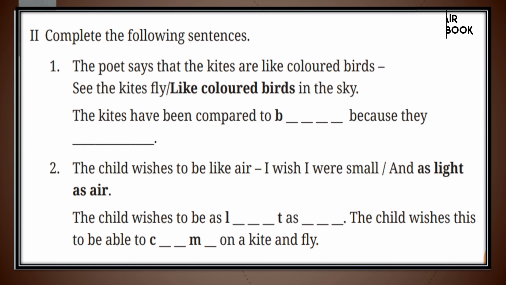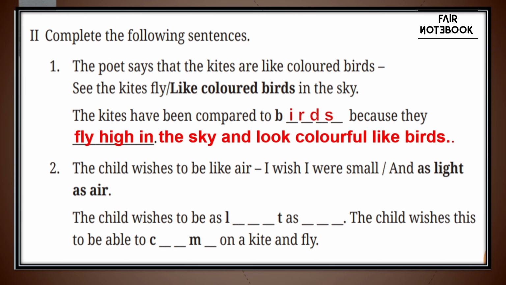Complete the following sentences. First, the poet says that the kites are like colored birds. See the kites fly like colored birds in the sky. The kites have been compared to birds because they fly high in the sky and look colorful like birds. Second, the child wishes to be like air. I wish I were small and as light as air. The child wishes to be as light as air. The child wishes this to be able to climb on a kite and fly.